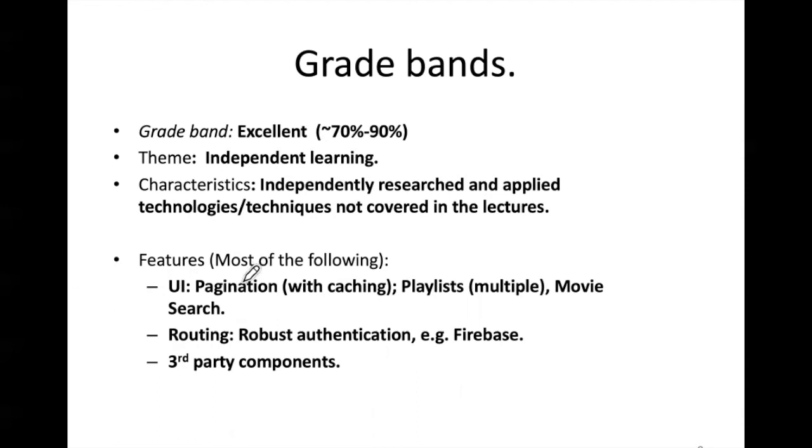So for example, you might decide, I'm going to do pagination and I'm going to do playlists, but I won't bother with the movie search feature. And I'm also going to try to hit all of this one here. So I'm just going to leave out movie search, but I'm going to try and achieve the other ones. And if you manage to do that, then I think you're at the upper level of this grade band. Or you may decide, I won't do playlists. I'm just going to do the movie search, pagination, and the robust authentication. And you're also at the upper level.